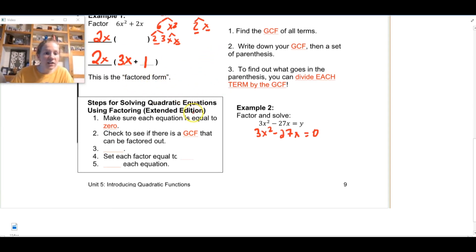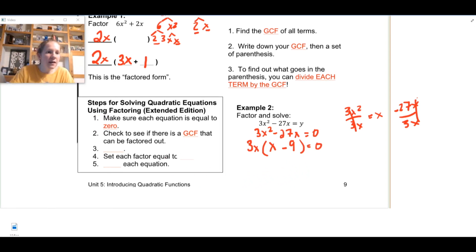Then the next thing you're going to do is check to see if there is a GCF that can be factored out. Both of these terms are divisible by 3. They also both have an x. So I'm going to factor out a 3x. When I divide 3x squared by 3x, the 3's cancel. X squared divided by x is just x. So what's left behind in this term is x. When I divide negative 27x by 3x, the x's cancel. Negative 27 divided by 3 is negative 9. So this is my new equation.